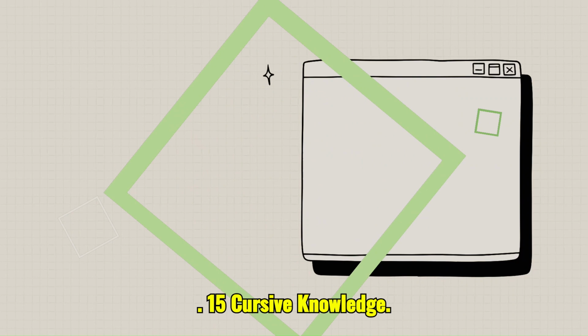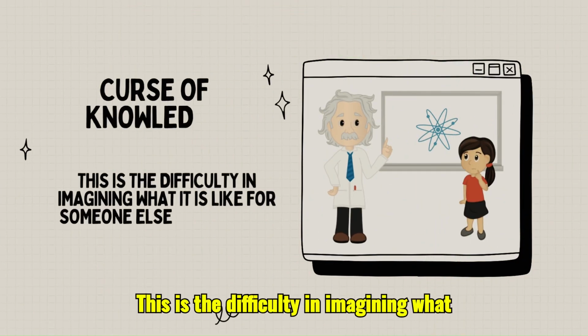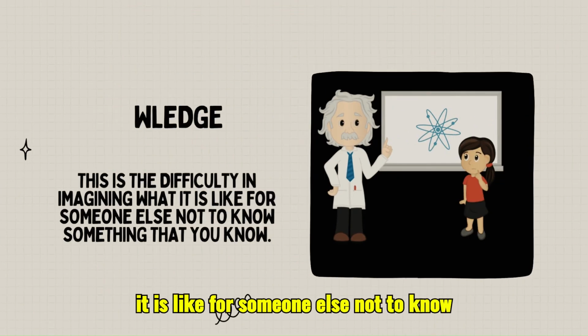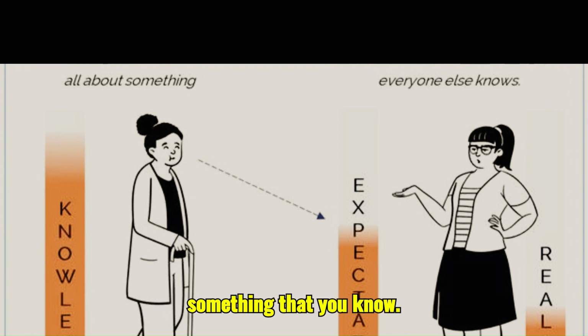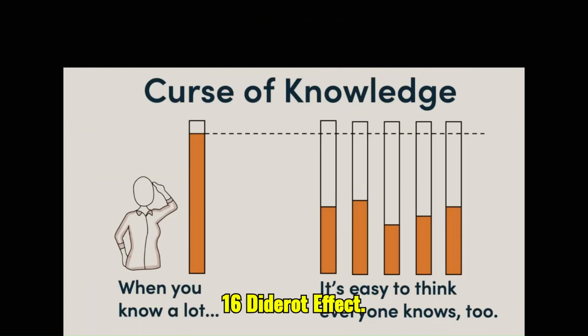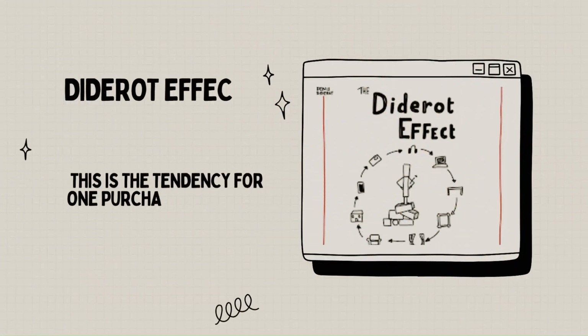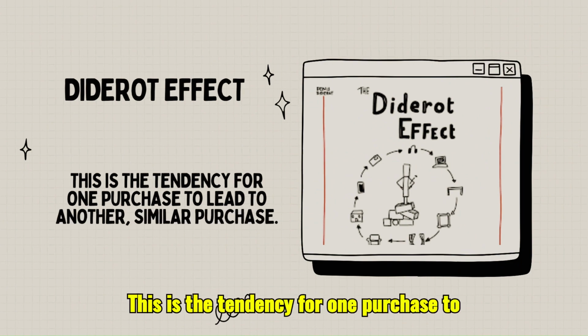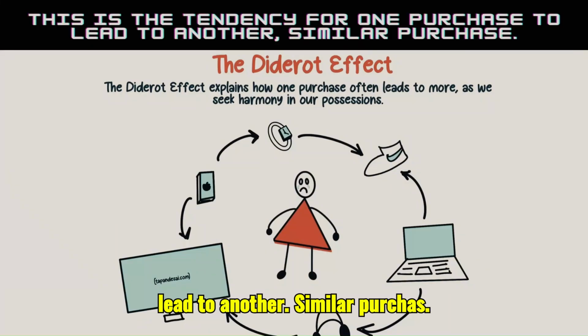15. Curse of knowledge. This is the difficulty in imagining what it is like for someone else not to know something that you know. 16. Diderot effect. This is the tendency for one purchase to lead to another, similar purchase.